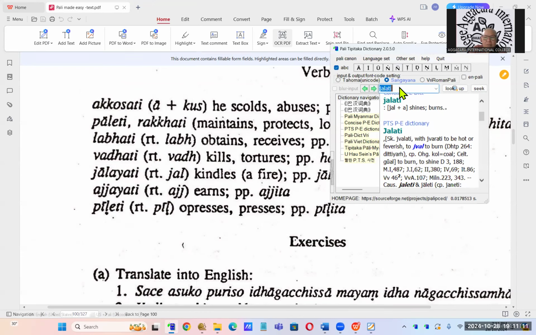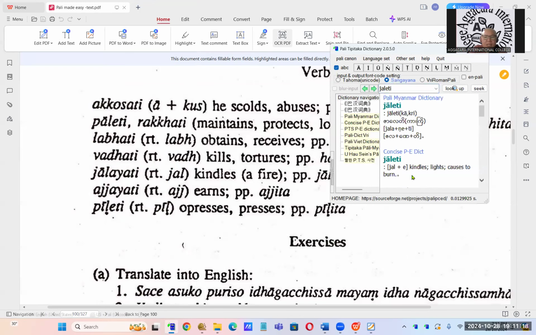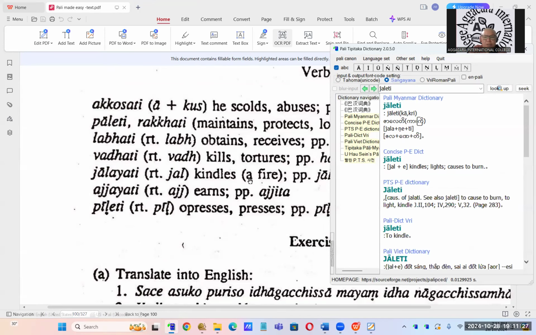Jalati. Maybe jaleti. I would think it's the causative. Okay, kindles. So it's to cause to burn. So it looks like, yes, it's a causative here. It should be causative here, alright? Jaleti, jalayati. Alright? Because then it makes sense. Jalayati from jaleti. Cause to burn. So this should be a causative here.